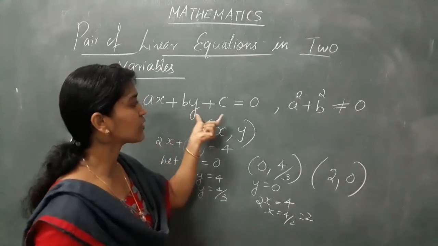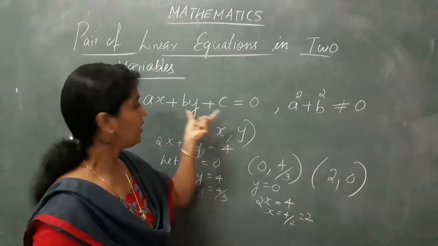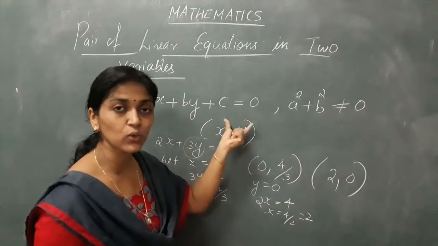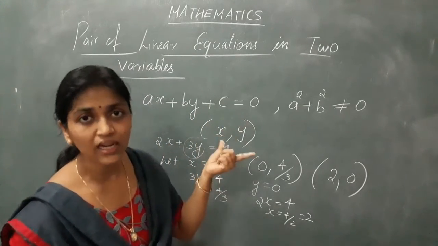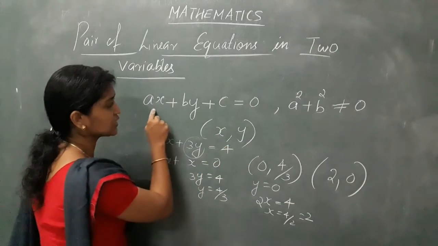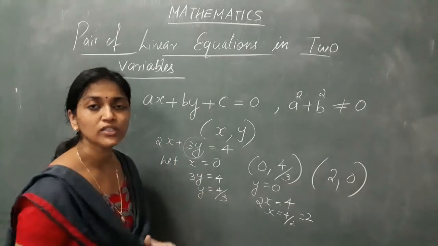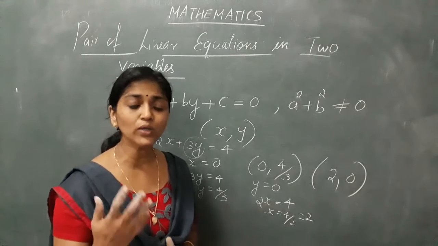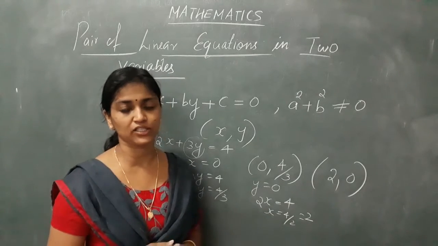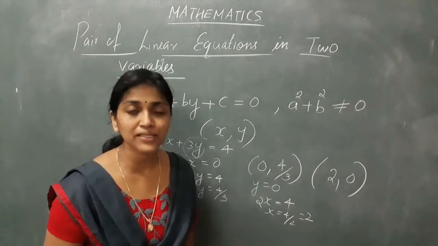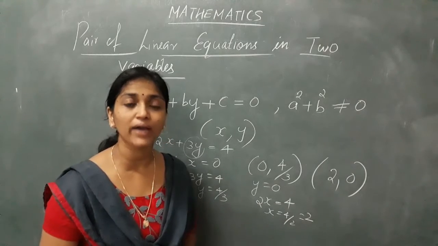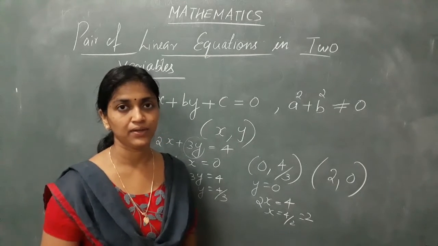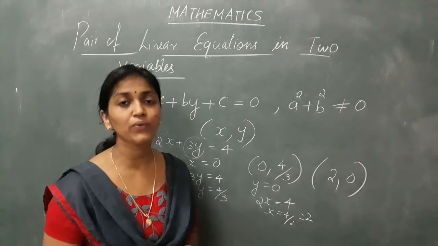General form of linear equation, algebraically. General form of linear equations in 2 variables: we can represent it algebraically as ax plus by plus c is equal to 0. Now, what was its geometrical representation? How did we represent a linear equation in 2 variables geometrically?